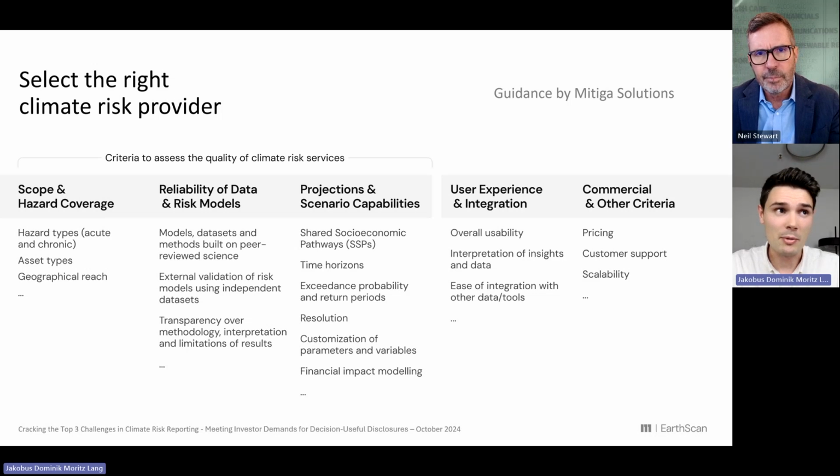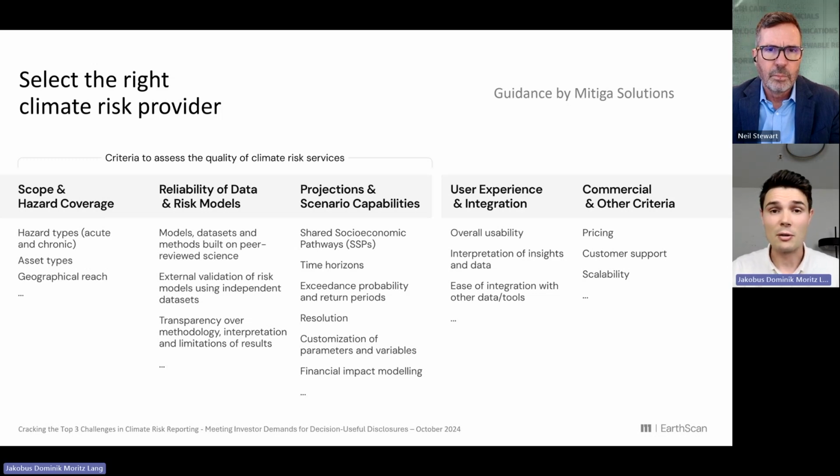So we put together a list of criteria to assess the quality of climate risk services, knowing that this might be even beyond complying with some of the standards and regulations, but really to help that process. And I want to touch a little bit on these criteria before moving on. We see three basic pillars, and the first one is really on the scope and the coverage of the hazards that providers do.